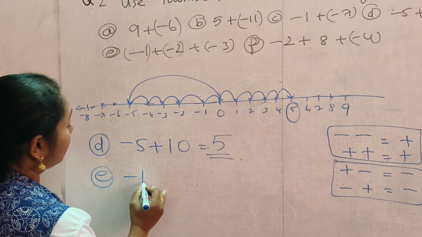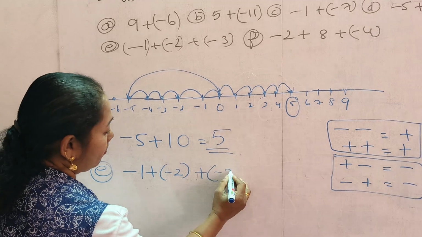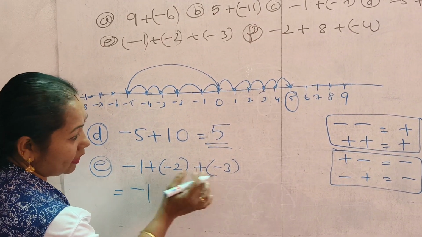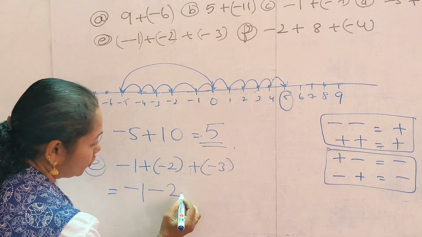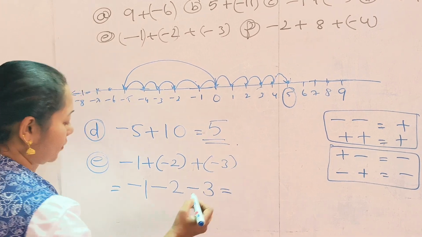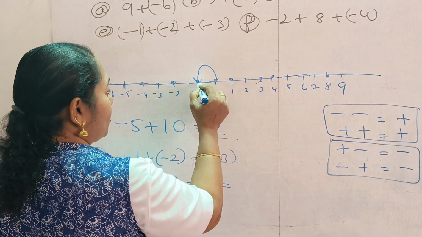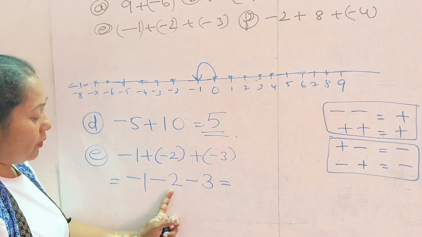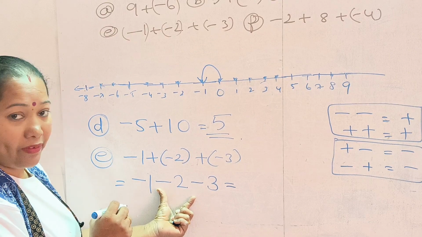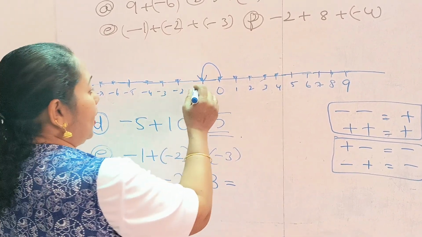E. Minus 1 plus minus 2 plus minus 3. That means minus 1 plus minus minus, so minus 2, plus minus minus, so minus 3. Now first we will go from 0 to minus 1. Now from there towards left side, since minus 2, so we have to go towards left side. So from minus 1 we will go 2 times again to the left side.